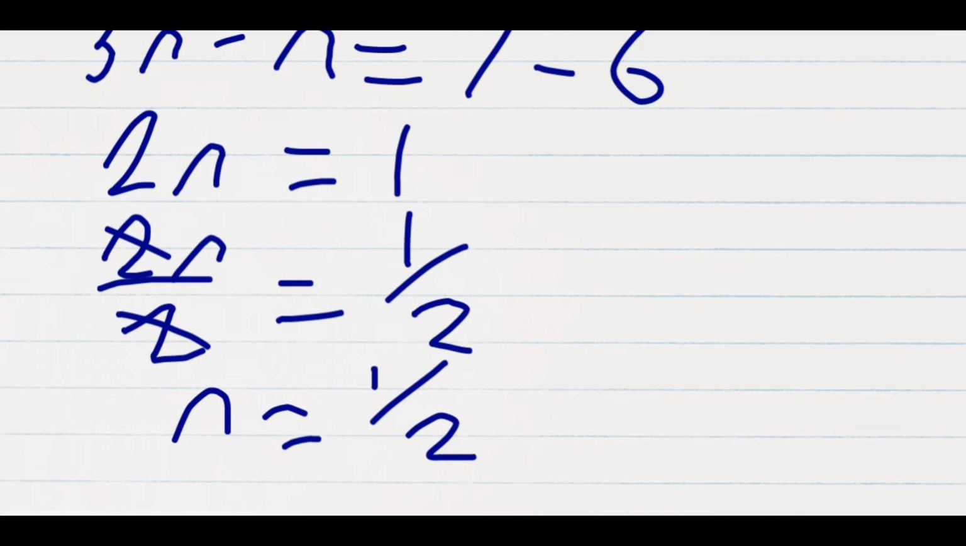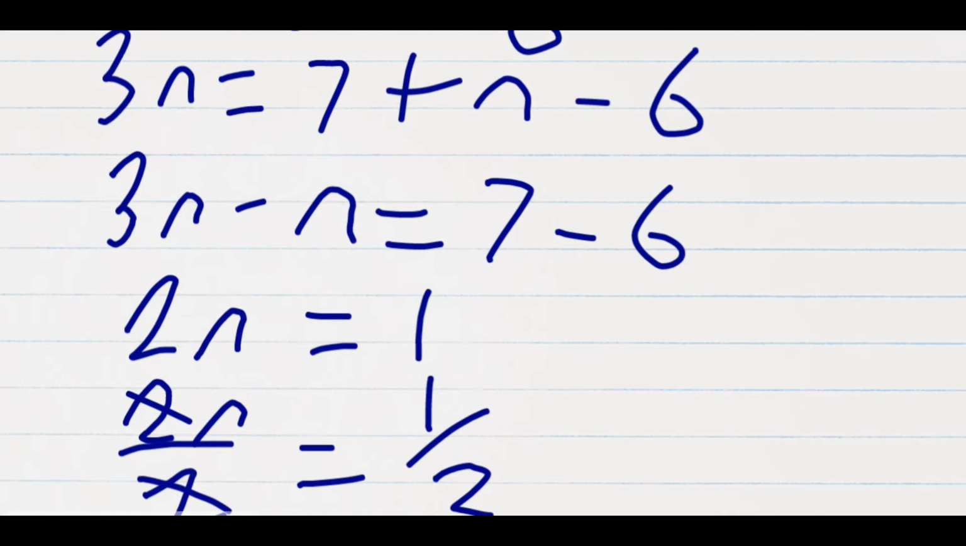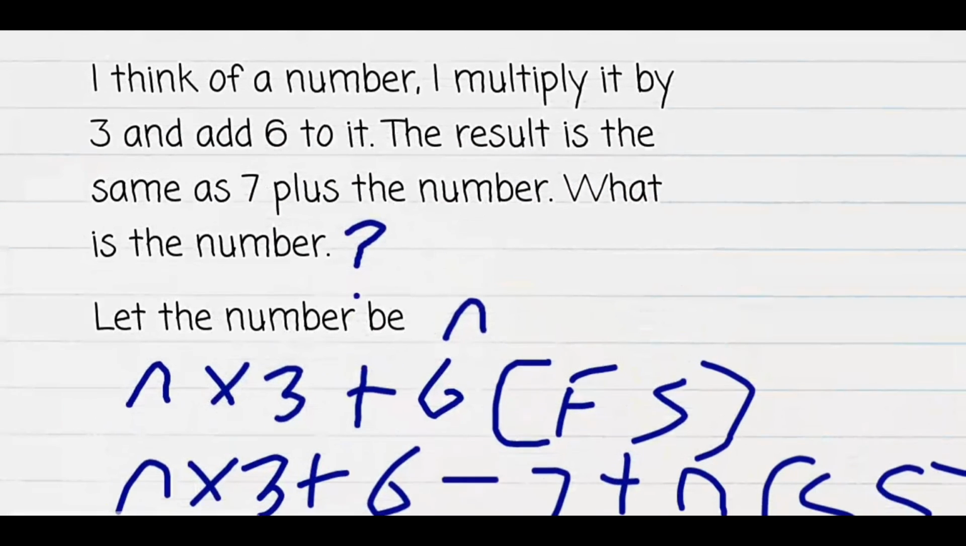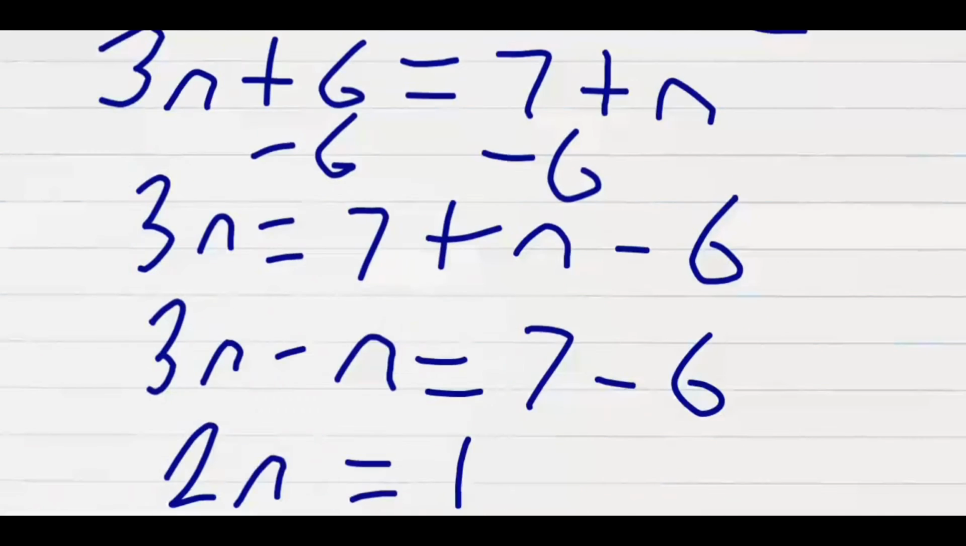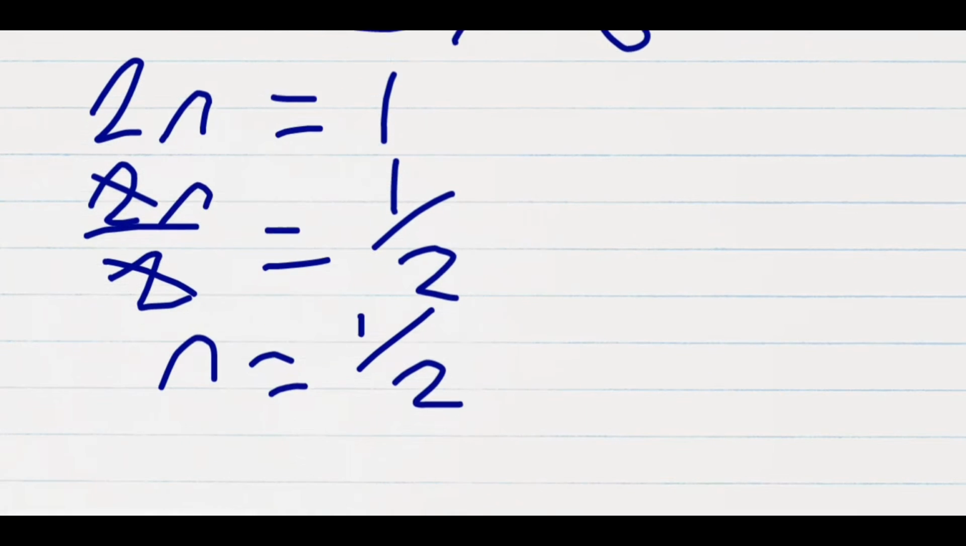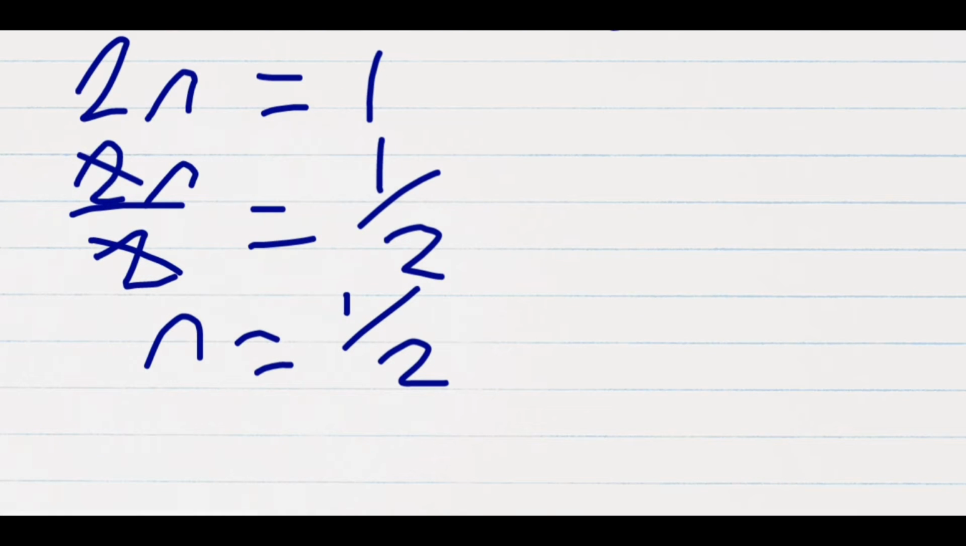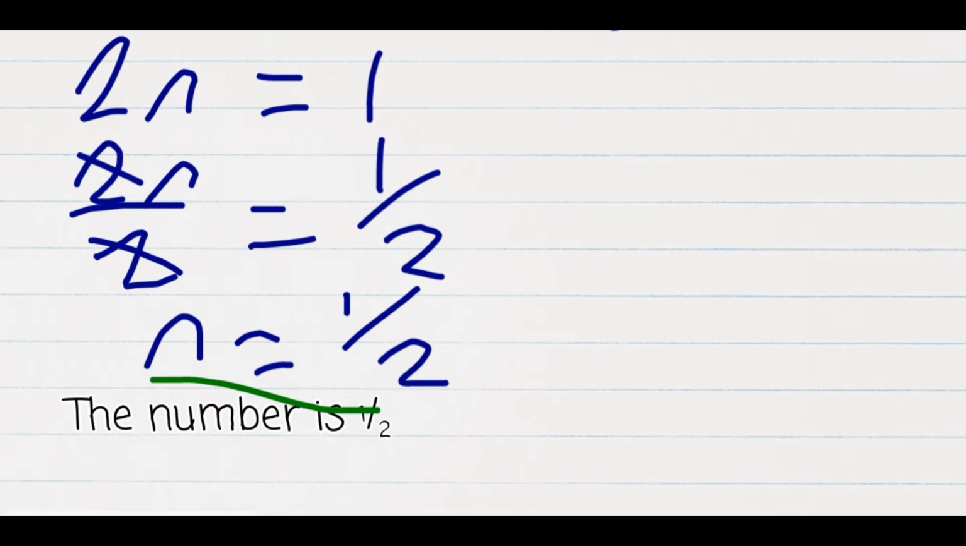So this is your answer, but don't forget we have to conclude at the end. Now it's like they're asking you a question, and to answer that question you have to conclude at the end. So N is equal to a half, so we are going to say the number is 1 over 2, or a half. So the number is 1 over 2. So this is the answer, and this is your conclusion.